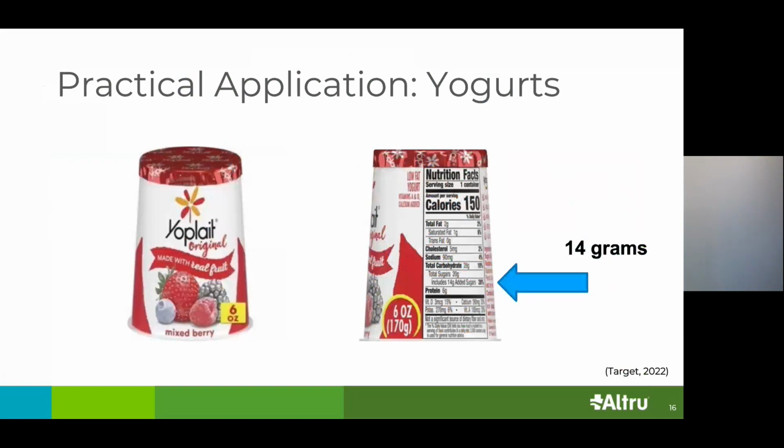Yogurts can be a surprising source of added sugars. So for this Yoplait yogurt, just by looking at the cover, it looks like, oh, it's a great choice for a breakfast or snack. I have my protein with the yogurt, I got a source of dairy, I even have some fruit in there. But when we look at the nutrition label, we see that there's 14 grams of added sugar.